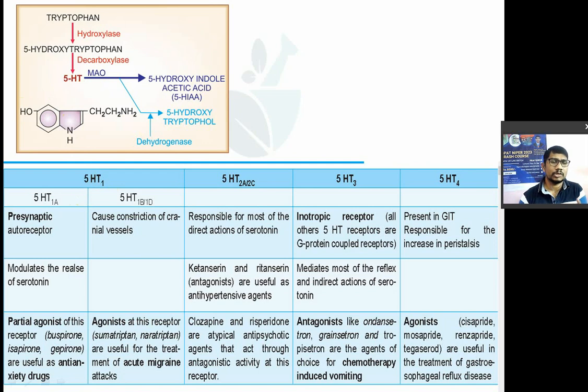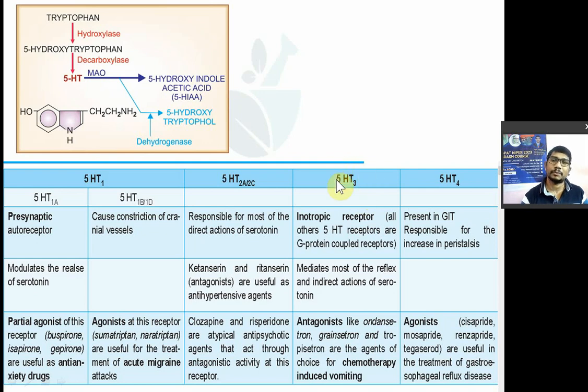ये जो serotonin के receptors होते हैं वो सभी receptor क्या है? GPCR है, G protein coupled receptor. But one exception is there, that is 5-HT3. ठीक है, 5-HT3 जो receptor होता है, that is an ion channel in nature, so it is an ionotropic receptor. Others are G protein coupled receptors.